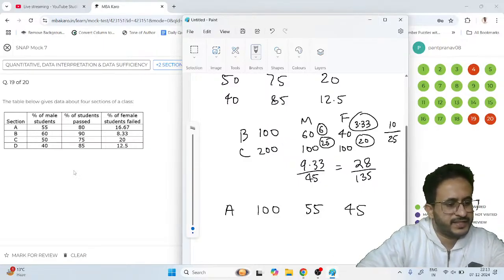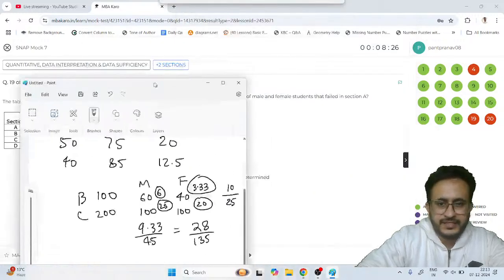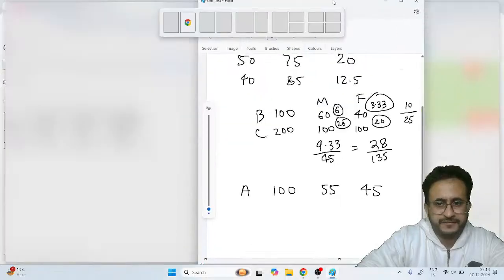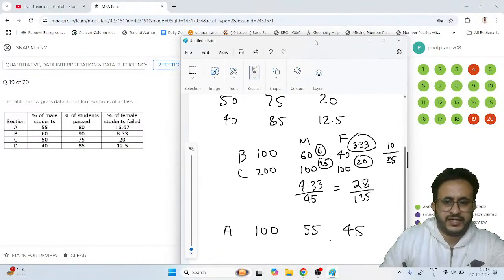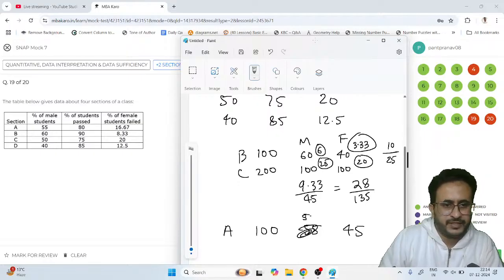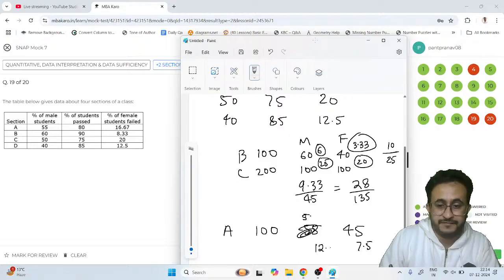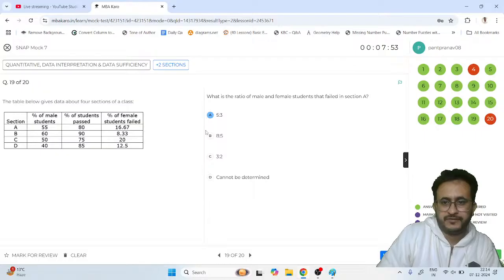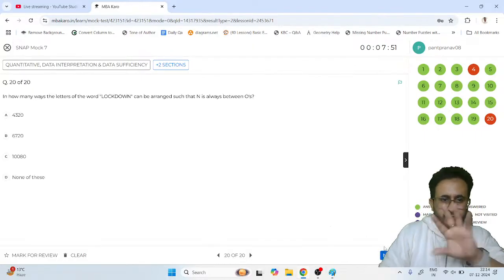So let's see the next one. It says ratio of male and female students that failed in section A. Section A has 100 students, out of which 55 are male, so the female count is 45, and the percentage of female students failed is 16.67. So 7.5 will fail, and 20 students are failing, so 12.5 boys. So the ratio of male and female failed is 5 to 3. Last question. Okay, so we took a bit of time here.